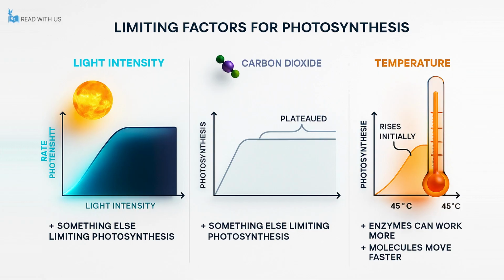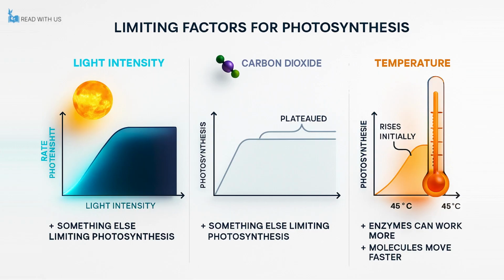Similarly, if we examine the effect of carbon dioxide, we observe the same pattern. Since carbon dioxide is one of the essential raw materials used in photosynthesis, an increase in its concentration initially boosts the rate of photosynthesis. But again, beyond a certain level, the rate no longer increases and instead levels off, suggesting that another factor is limiting the process.